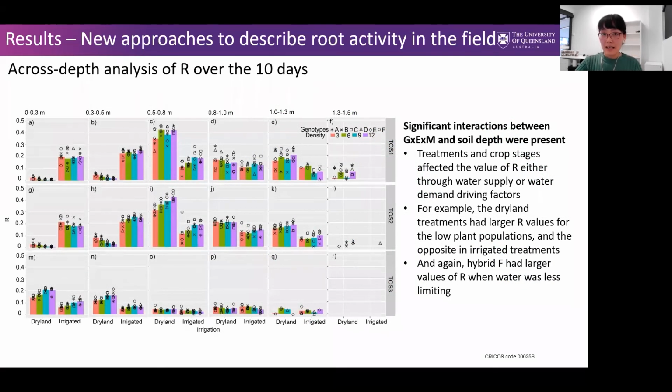So to disentangle the G by E by M interactions on the calculated root factor R, the linear mixed model was applied. And the results indicate that there were significant interactions between G by E by M and soil depths. The treatment and the crop stages affected the value of R, either through the water supply or water demand driving factors. For example, the dryland treatment had larger R values for the lower plant population densities, while the opposite was true in the corresponding irrigated treatments, especially around the flowering period. And this conclusion could be derived from multiple depths. And again, hybrid F had a larger value of R when the water was less limiting.